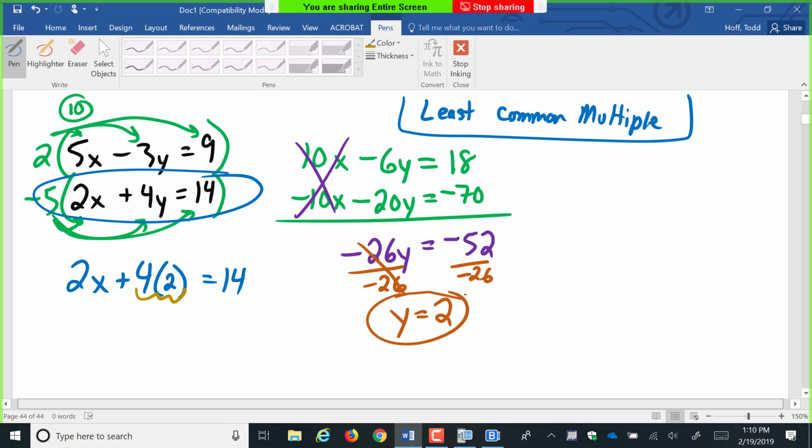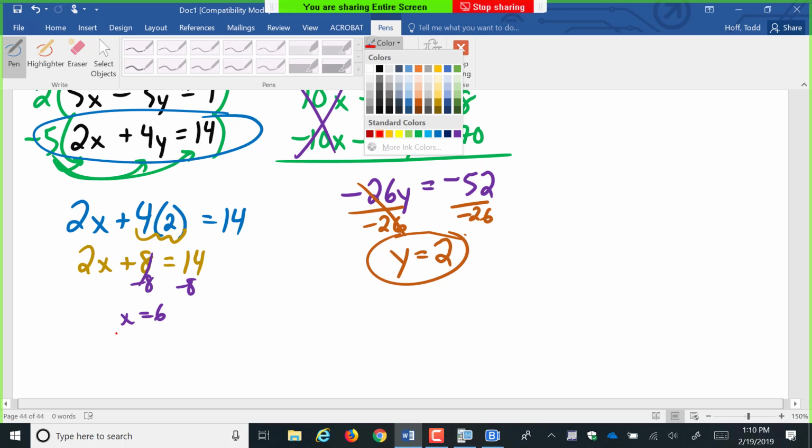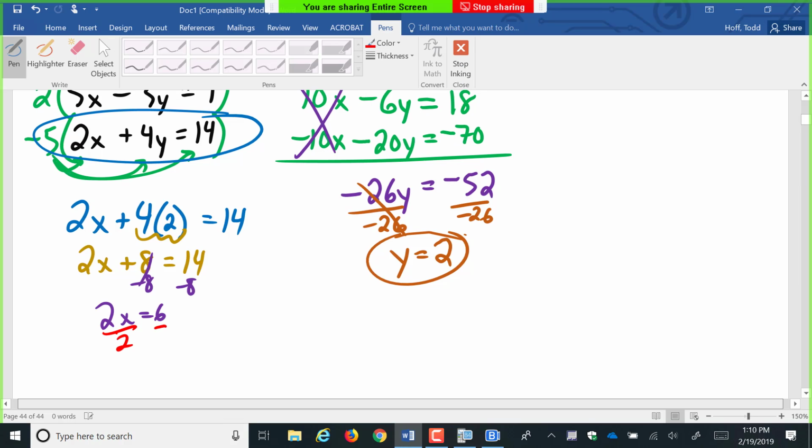I have to combine the 4 times 2, so I've got 2x plus 8 equals 14. What would be next? Subtract the 8 to get 2x equals 6. And then divide by 2. My 2 disappeared. We've got to keep that there. Now we divide by 2 to get x equals 3.